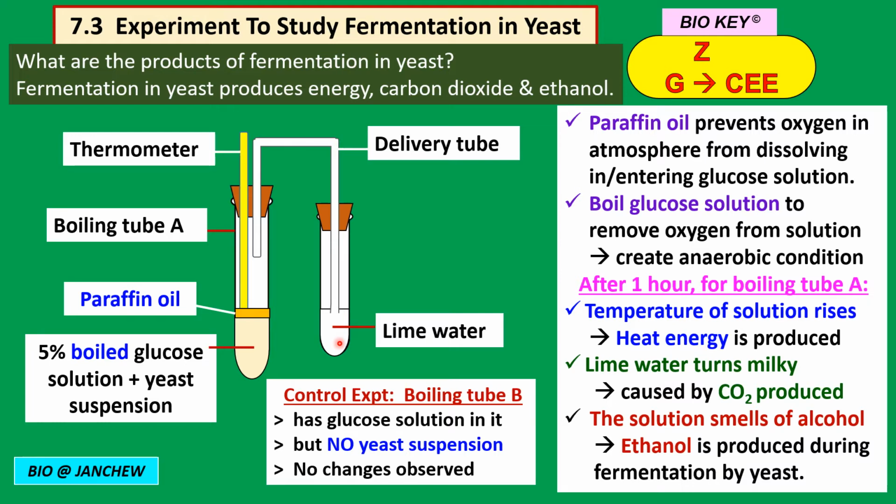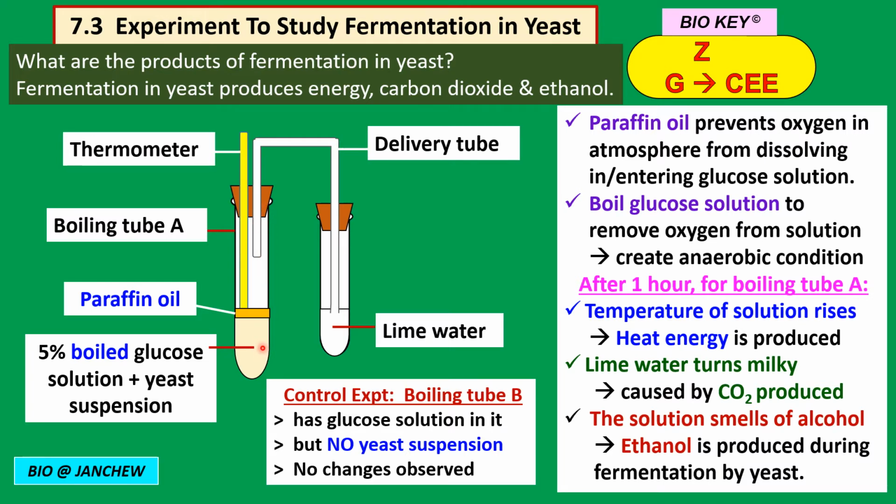Okay, make sure the end of the delivery tube is inside the lime water, immersed into the lime water. Okay, right, so at the beginning of the experiment you must measure the temperature of the boiled glucose solution and yeast suspension here. All right, so find the initial temperature first and record it down.